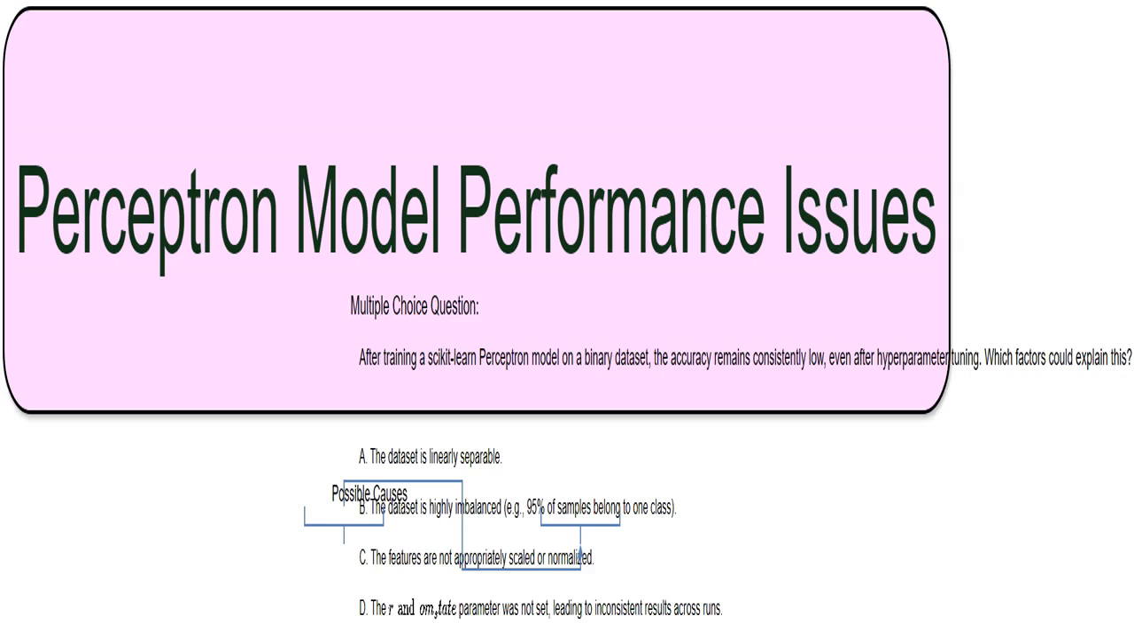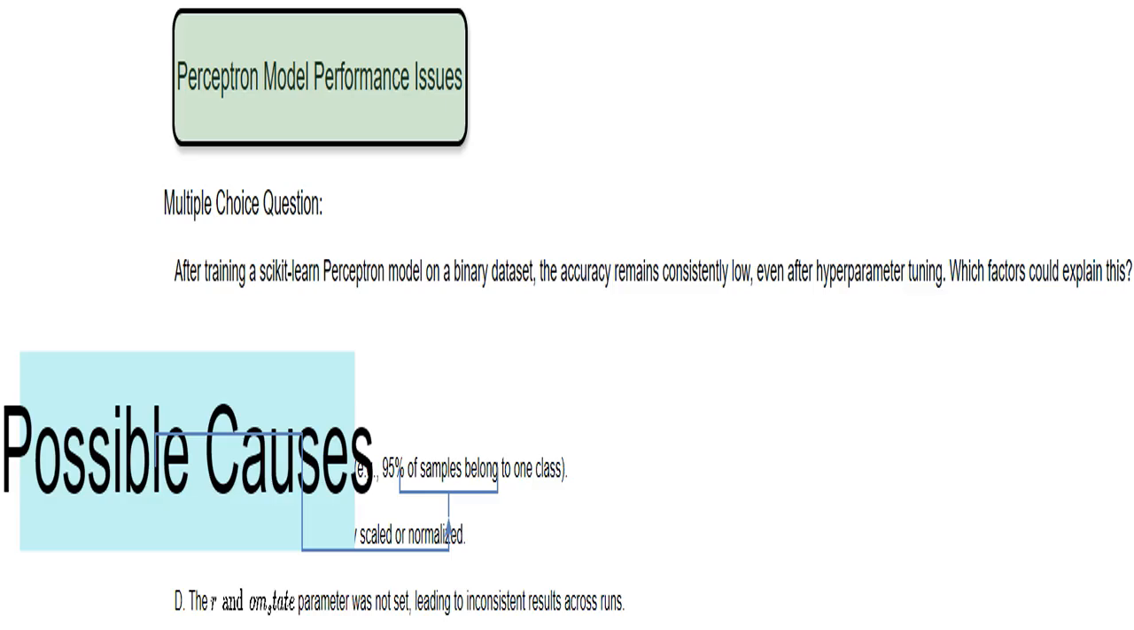I'm tackling a problem where a Perceptron model, a simple linear classifier from Sklearn, isn't performing well. Even after I've tweaked the learning rate, eta0, and the maximum number of iterations, max_iter, the accuracy remains stubbornly low. I need to figure out why. Let's brainstorm potential reasons for the poor performance. I'll examine several factors that could be hindering the Perceptron's ability to learn effectively and accurately classify the data.